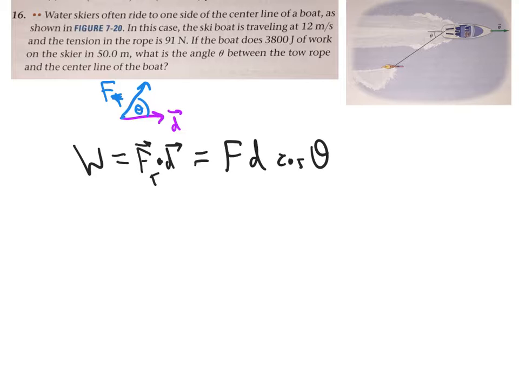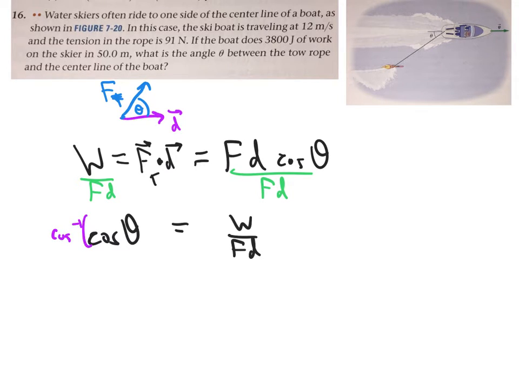So we can solve for theta. Let's divide everybody by FD. We end up with cosine theta is the work over FD. Then I'm going to take the inverse cosine on both sides, so as to just get theta. Since there's only one rule in algebra, what you do on one side, you do on the other side, I have to apply inverse cosine over here as well. And so I end up with the inverse cosine of the work divided by FD.